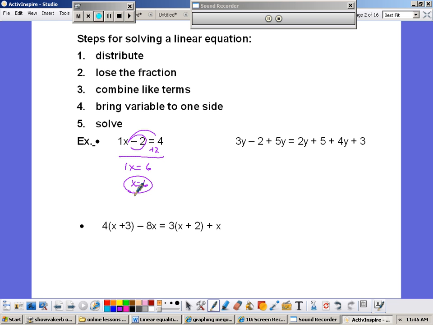Now the reason I use these 5 steps is you can use these steps in different orders, but if you use them in this order, they always work. And people seem to get confused in which order they should do things.